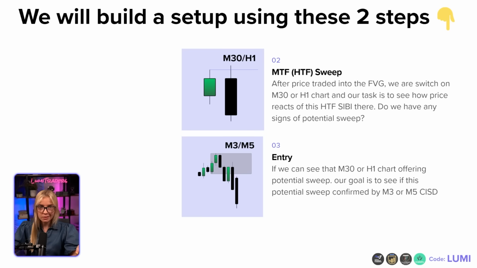Well guys, we'll build our setup using these 2 steps. We trade into hourly bearish PDA, right? As we remember from previous slide. So we're waiting for potential sweep on hourly or 30-minute chart. At this point, we got potential 30-minute sweep. This means right now, in order to trade this potential 30-minute sweep, I need to switch on 3-minute chart and find order block.